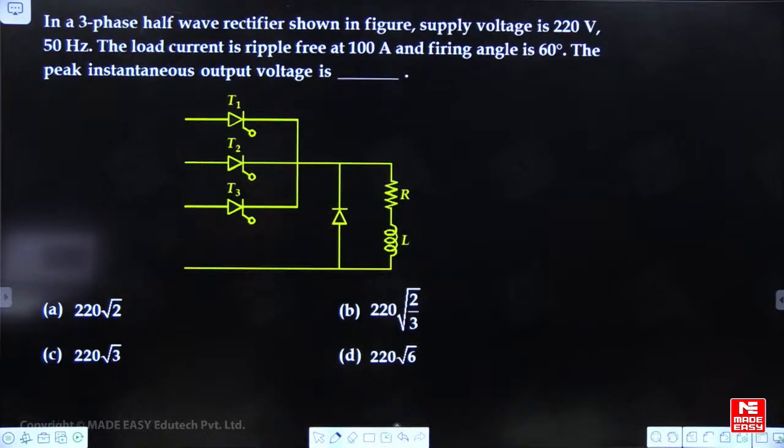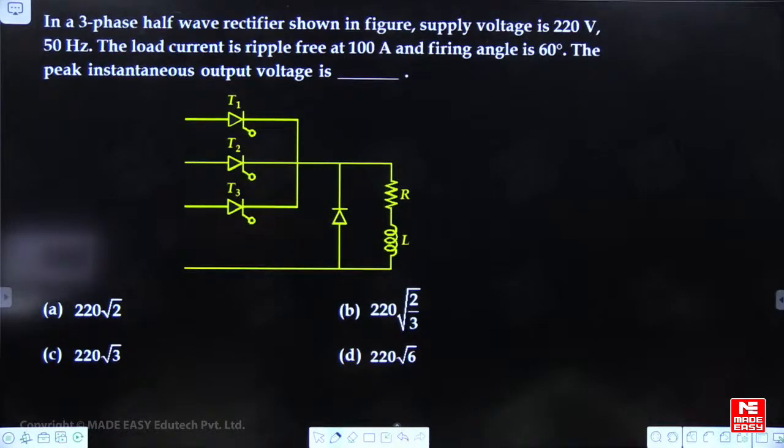Dear students, try to answer this question. This is also a very wonderful question. They are asking to calculate the peak instantaneous output voltage. So first draw the waveform for output voltage. In that waveform they are asking for the peak value. Okay? Yes, make it fast.